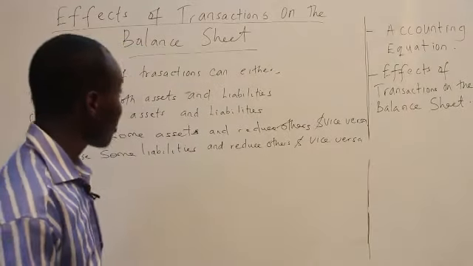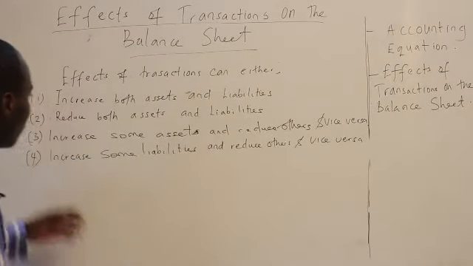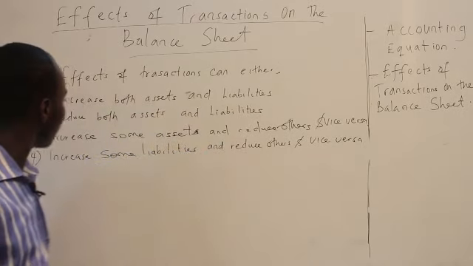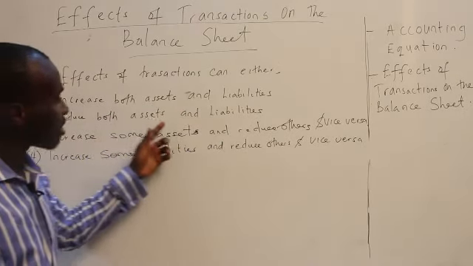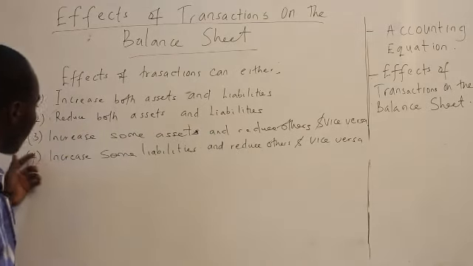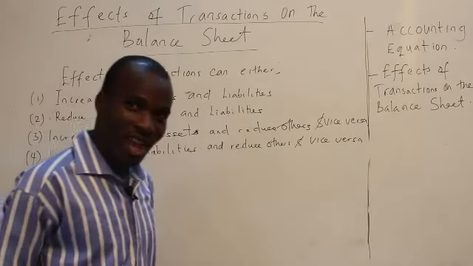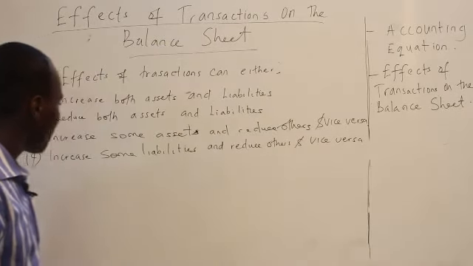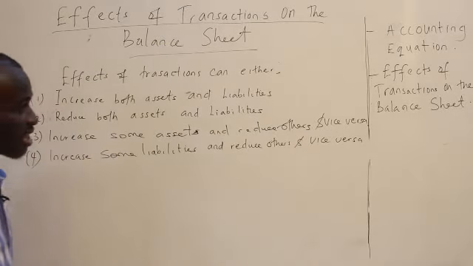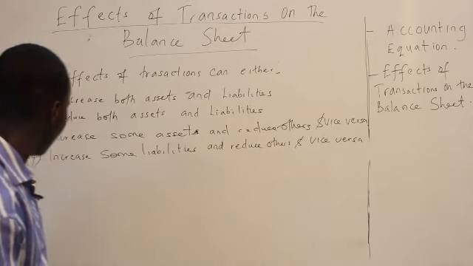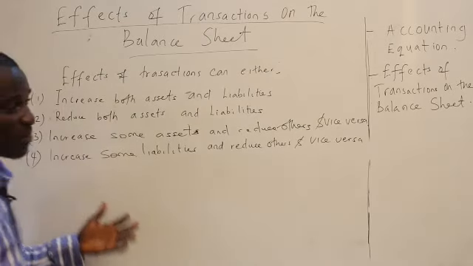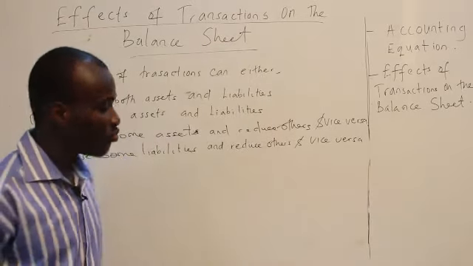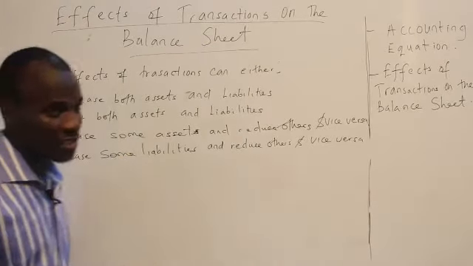So the effect of transaction can either be: 1. Increase both assets and liabilities. 2. Reduce both assets and liabilities. 3. Increase some assets and reduce others, or vice versa, which is to reduce some assets and increase others. 4. Increase some liabilities and reduce others, and vice versa, which is reduce some liabilities and increase others.